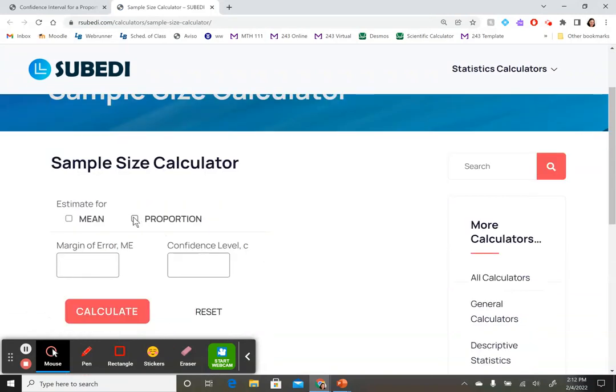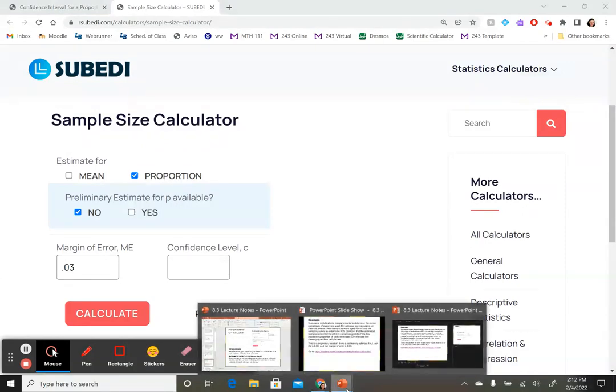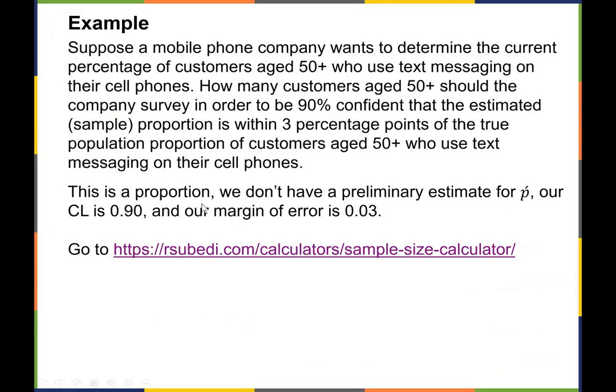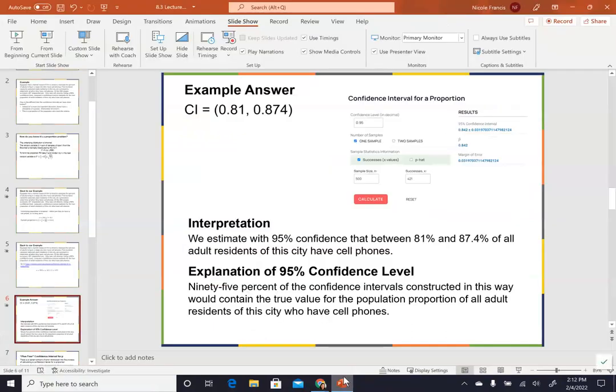All right, so this one, you click proportion this time. Do we have an estimate for p hat? We do not. Our margin of error, I think, was 0.03, and our confidence level was 0.90. And let's calculate it. So the sample size is 751.5. Remember, you always round up on sample sizes.